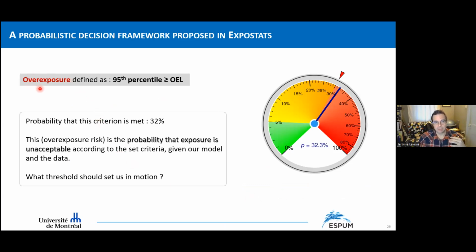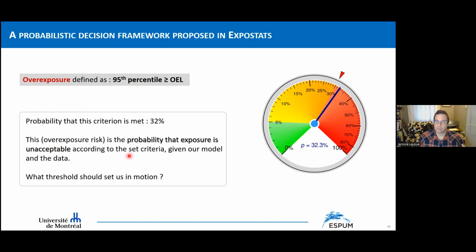So we define overexposure, and it's fairly flexible, but a standard way would be saying the 95th percentile is above the OEL. And our tool calculates the probability that this is true. So the chances of a problem, to speak simply. And we call that overexposure risk. So the risk that overexposure is indeed true.